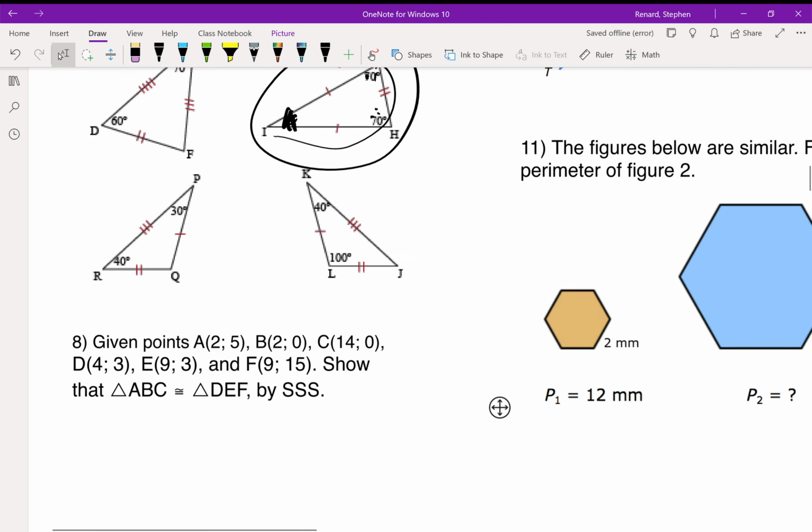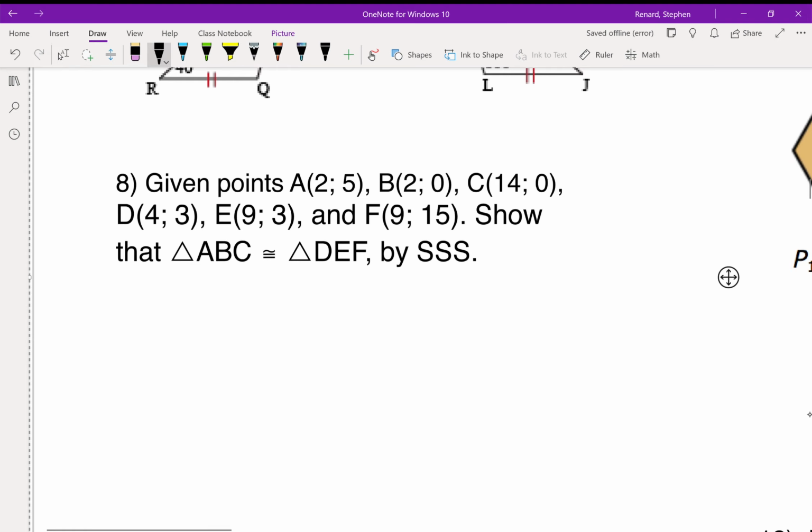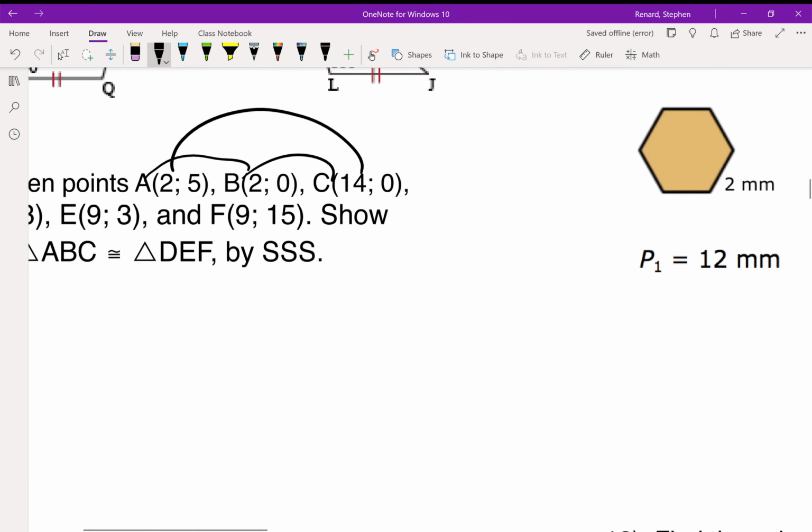They're isosceles. Number 8, given points, A is 5, 2, B is 2, 0, C is 14, 0, D is 4, 3, E is 9, 3, and F is 9, 15. Show that ABC is congruent to DEF. So, this is going to be a bit. We have 3 sides to each triangle. We have A to B, B to C, and C to A. So what we're going to do here is show this using the distance formula.